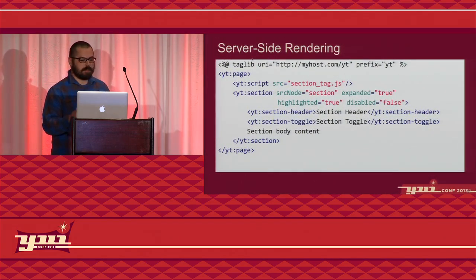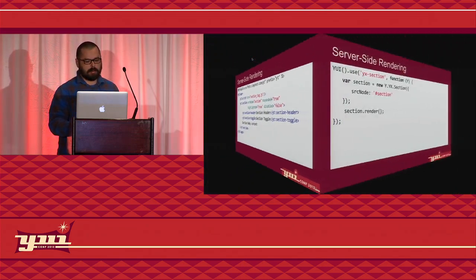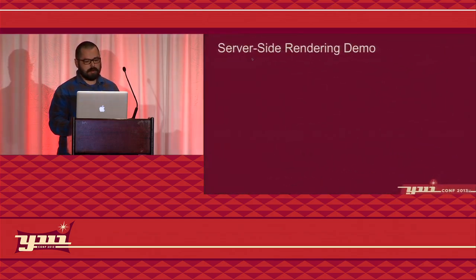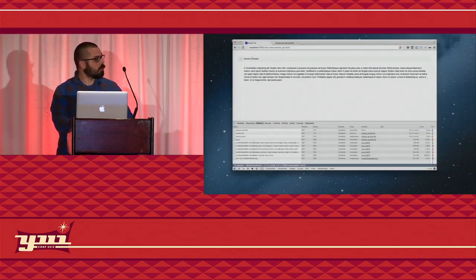Our solution is obviously JSP tag based. Here you have the script to pull in, to actually instantiate and render it with JavaScript. But the major thing we're looking at here is the section tag, where you're passing in all the attributes to your widget. And then you may have nested tags that contribute to the overall model of the section. So here, section header, section toggle, you may need subtags that just contribute to the overall model. But in the end, you're rendering the full markup and CSS. So the JavaScript is exactly the same as the progressive enhancement. You're just specifying the source node and calling render.